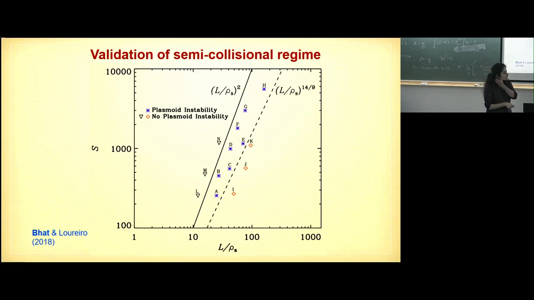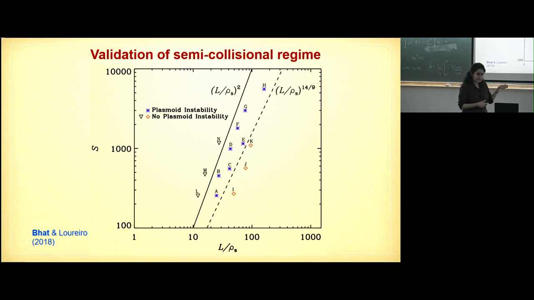So what happens is you have electrons and ions to begin with. Then, because we are in the semi-collisional regime, we keep only the terms which have the ion scales showing up in them. So the electrons are like fluid.